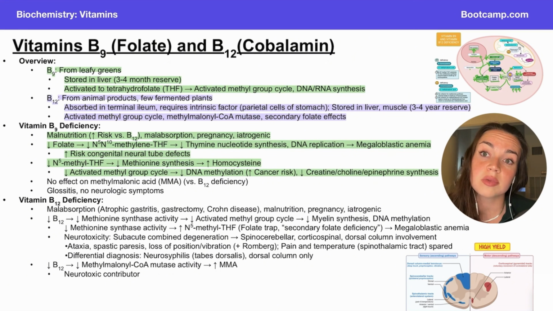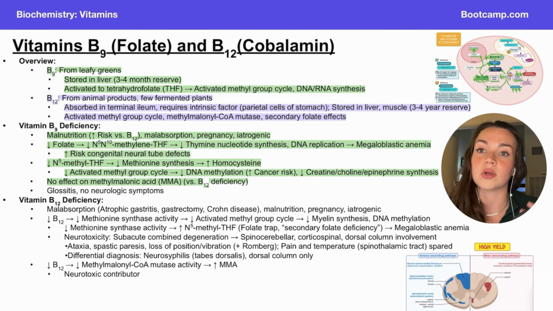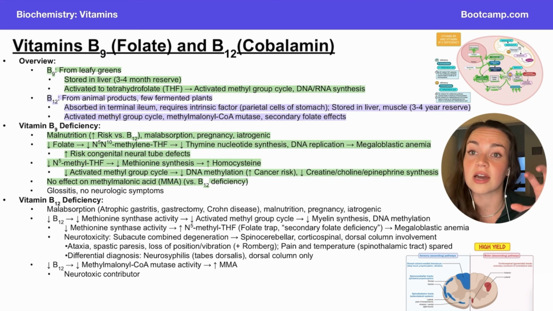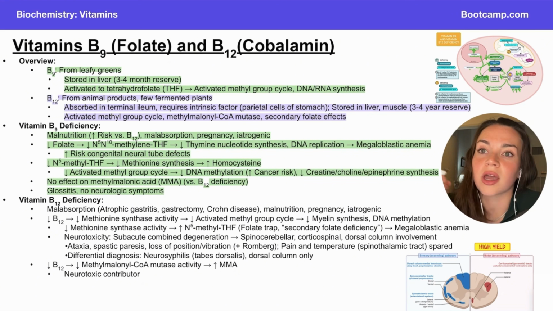Now, a vitamin B9 deficiency does not have any effect on methylmalonic acid. I only say that because when we talk about vitamin B12 deficiency, that's going to be a big difference between the biochemical implications of vitamin B9 and B12. So no effect on methylmalonic acid in vitamin B9. You may also see glossitis, but you will not see neurologic symptoms, which I only bring up because we are about to juxtapose this with vitamin B12.